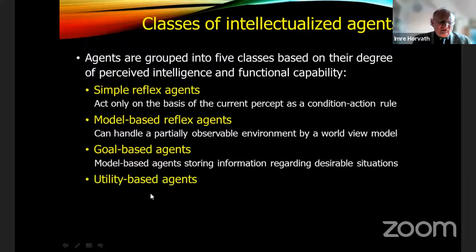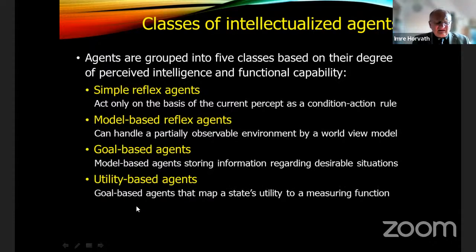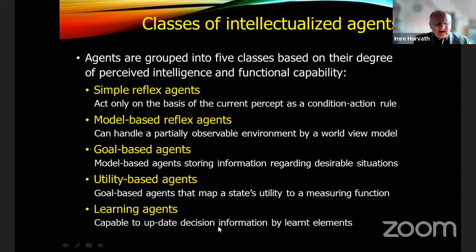Then we can talk about utility-based agents, which are actually updated versions, like the simple agent, model-based reflex agent. They are superior versions of the goal-based agent, and they can map the state's utility to a measuring function. So actually, they can control their progression on the path of solving the problem. Finally, the learning agents, which are capable of updating decision information by learned elements.